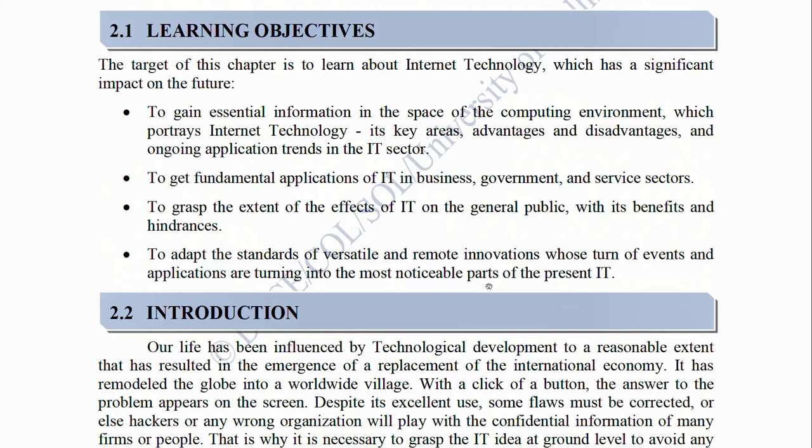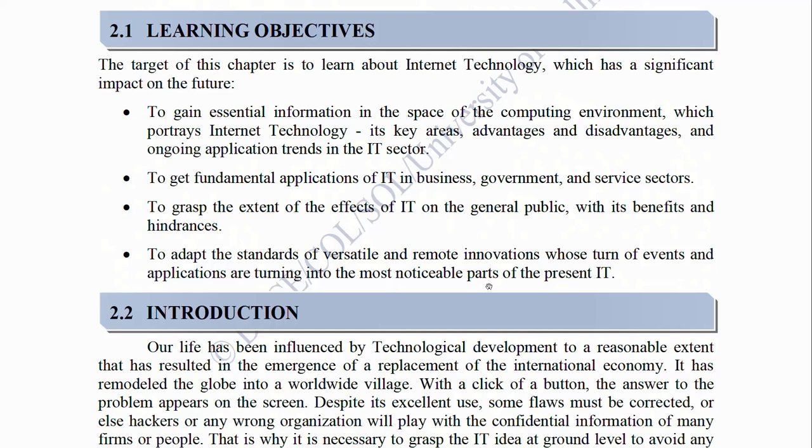2.1, Learning Objectives. The target of this chapter is to learn about internet technology, which has a significant impact on the future. Point 1. To gain essential information in the space of computing environment, which portrays internet technology, its key areas, advantages and disadvantages, and ongoing application trends in the IT sector.